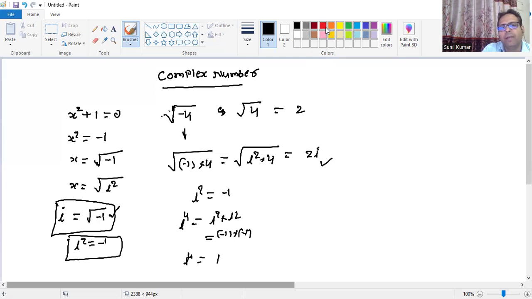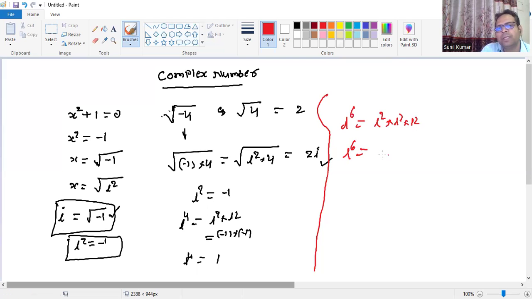Similarly, if you are going to find the value of i power 6, what is the value? We can write i square into i square into i square. So i to the power 6 is equal to minus 1 into minus 1 into minus 1, that is equal to minus 1. And similarly, if you find i to the power 8, we'll get plus 1. Since i power 4 is 1, i power 8 is also 1.